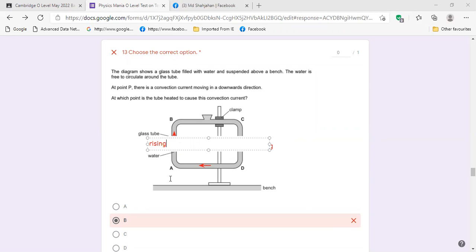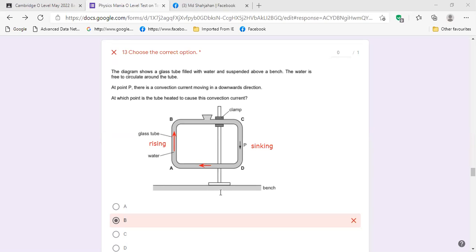Now, to rise, they need to be less dense, right? And to become less dense, we should give heat here at A. Then the molecules gain energy and rise up, and to fill up that space, we have the water sinking down in the other direction, on the other side. Is it clear?